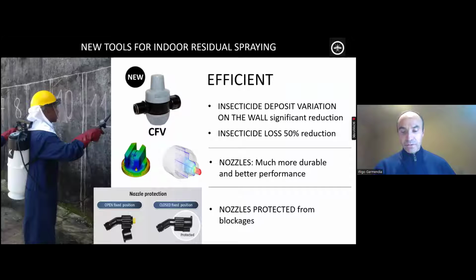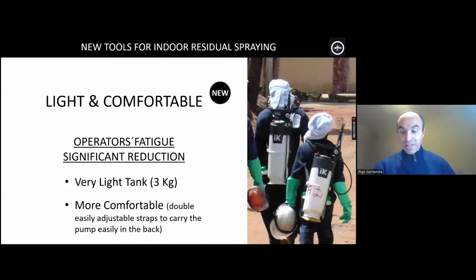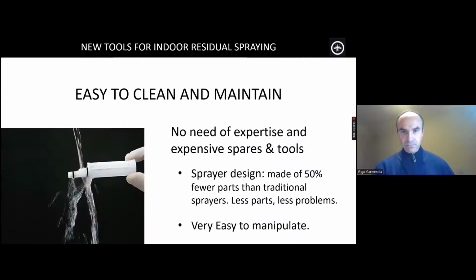And also is equipped with an innovative nozzle protector that avoids such an annoying thing as nozzle blockages in the field, protecting the nozzle from dirtiness. This sprayer is also the lightest and most comfortable sprayer for vector control. The weight of the tank is less than 3 kilograms, and it comes equipped with a double strap to easily carry the pump in your bag.